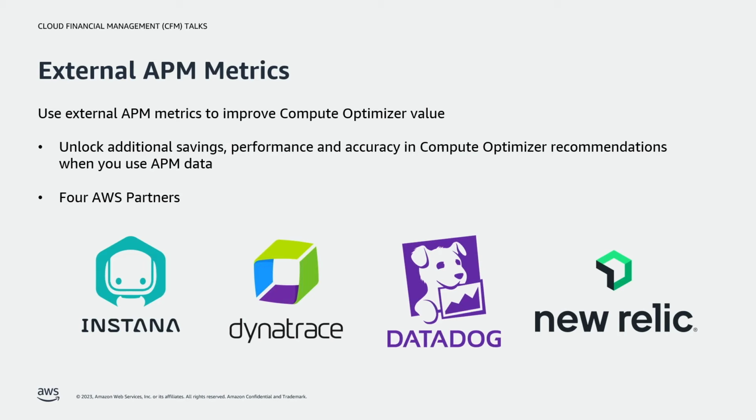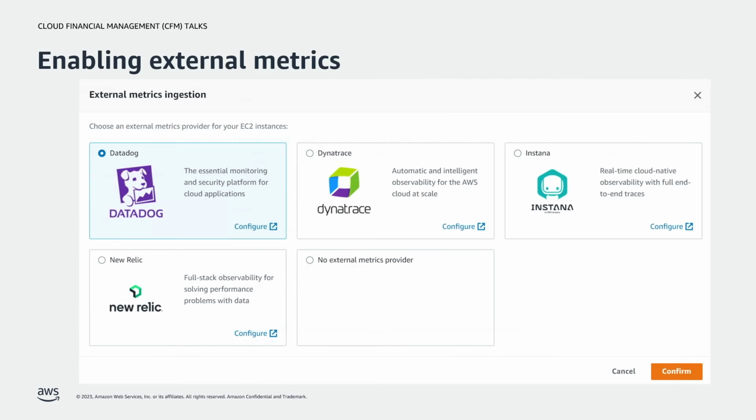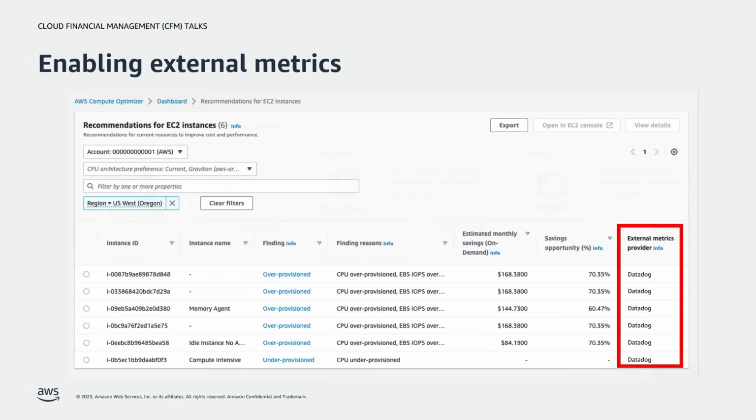And so we've launched an integration with 4 leading observability partners: Instana, Dynatrace, Datadog, and New Relic. And now there's a very simple way in the Compute Optimizer console to select which of these products you may have in your environment, to load the memory metrics into Compute Optimizer. Then you'll see in the console an external metrics provider listed with the additional savings listed right next to it. And so you'll see the additional savings that's exposed because memory data was provided to Compute Optimizer.